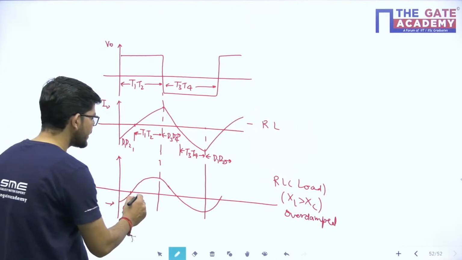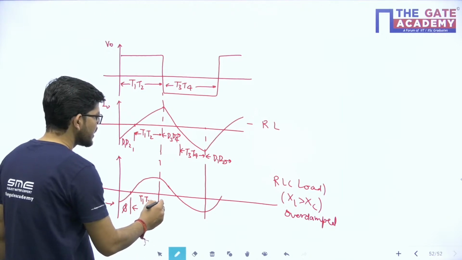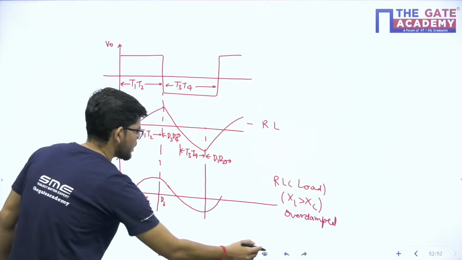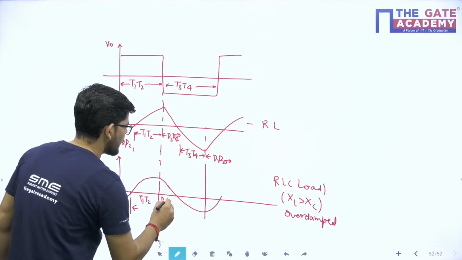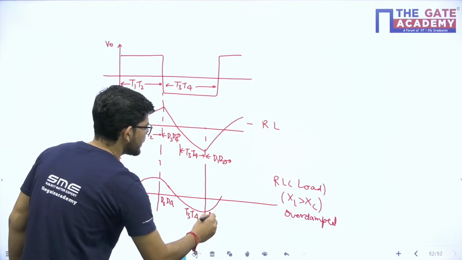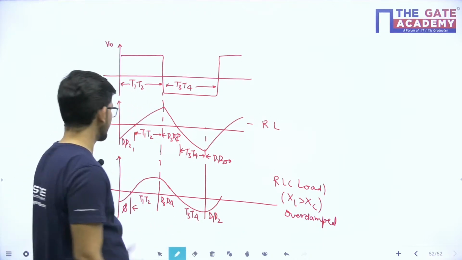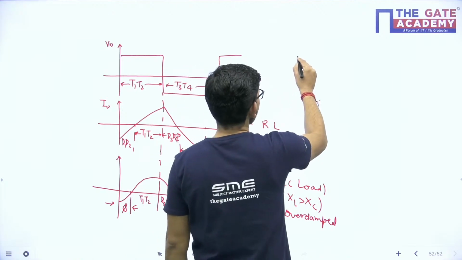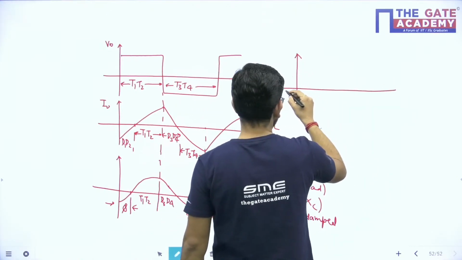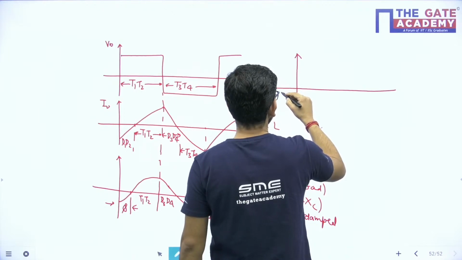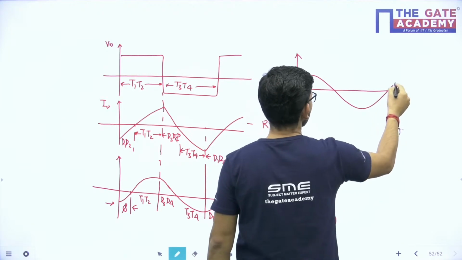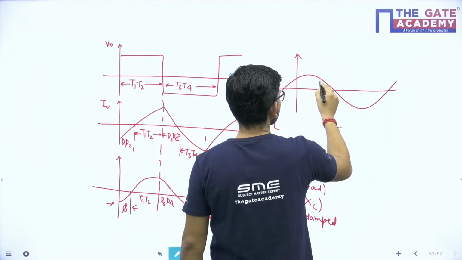So here T1 and T2 conduct, here D3, D4 conduct, here again T3, T4 conduct, and here again D1, D2 are conducting. See, this is for over damped case. If I choose under damped case, this will be my waveform, and what will happen here?